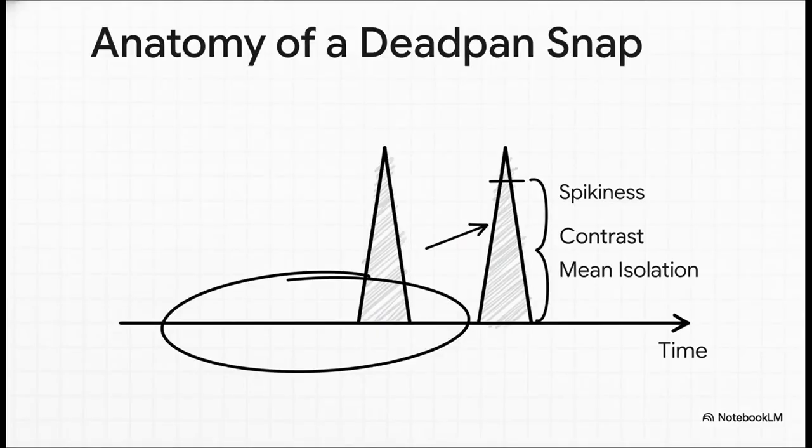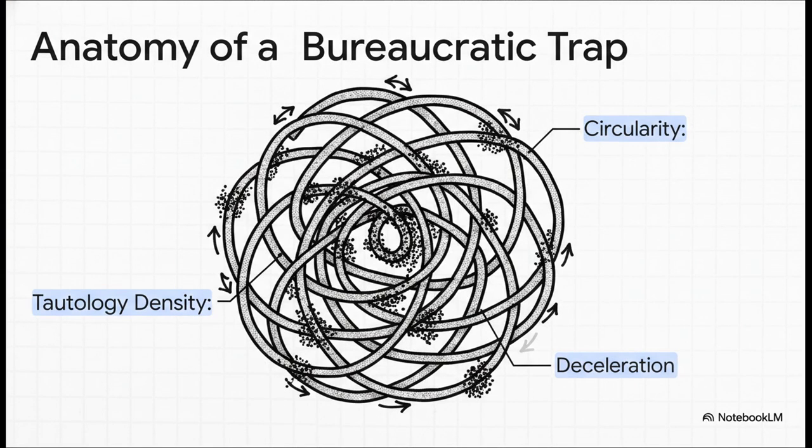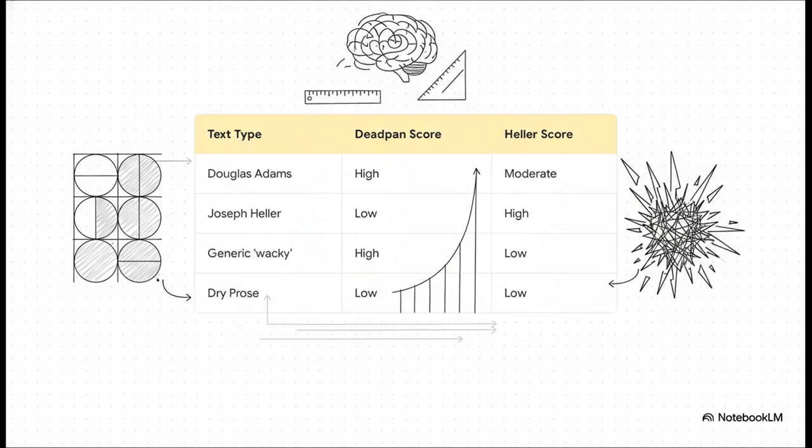And this is a brilliant illustration of how we can actually measure it. The Adams fingerprint isn't just one thing. It's a combo of signals. You need a few very isolated spikes that really stand out from an otherwise stable background pace. It's the contrast that makes the whole thing work. The Heller fingerprint is completely different. For this one, we're looking for circularity. The text keeps coming back to the same areas on the map. We look for lots of similar sentences that don't actually move the story forward. And crucially, we're looking for deceleration, as the whole thing just grinds to a halt in a loop of its own logic.